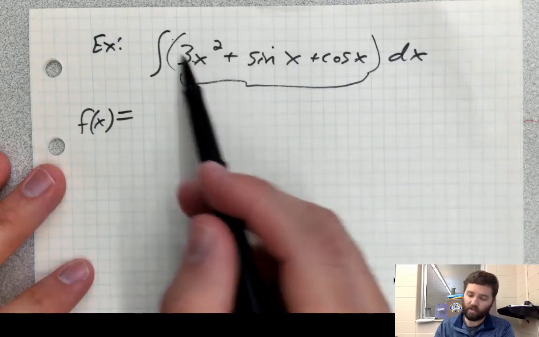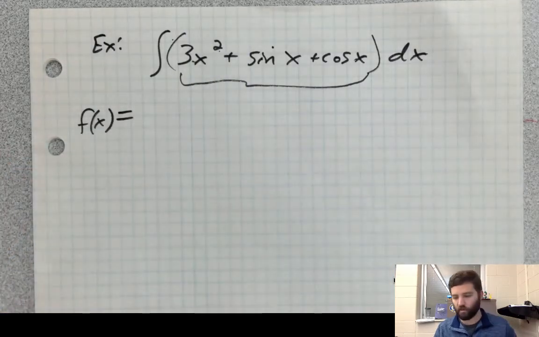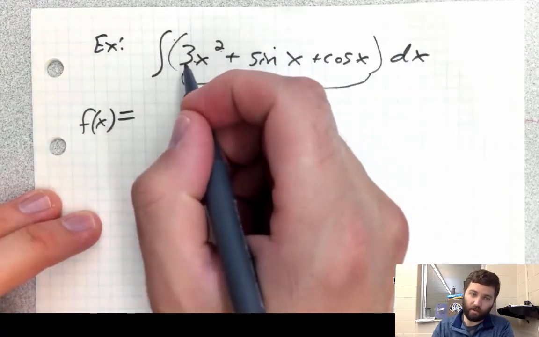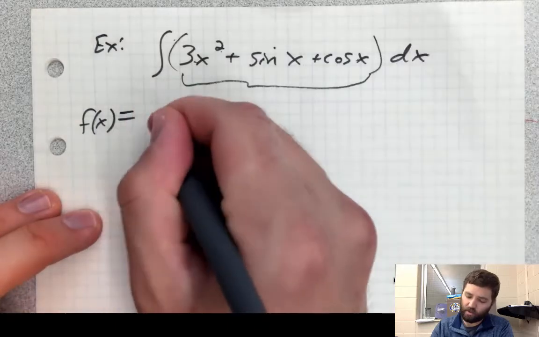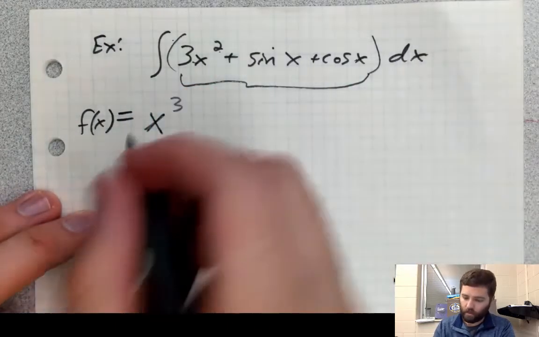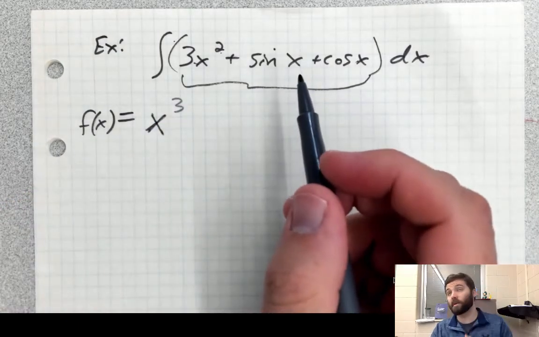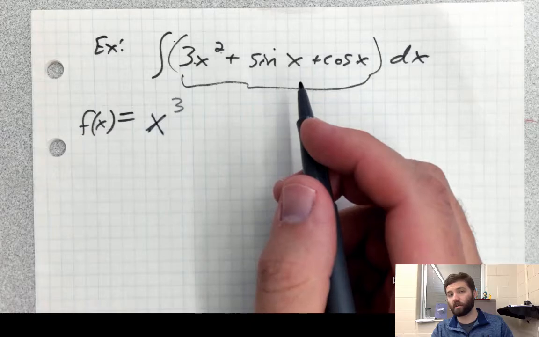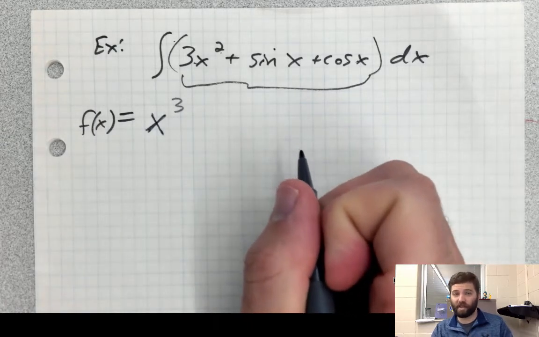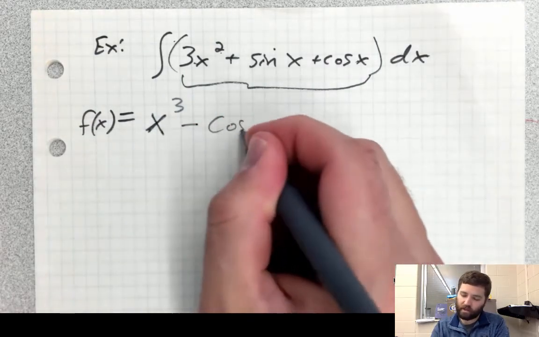So what is the antiderivative of 3x squared? Well, the rule is add 1 to the power and divide by it. So I'm going to get 3 divided by 3, which is 1. So I think this will just be x cubed. All right, so I have x cubed. And then what's the antiderivative of sine? Well, the derivative of sine is cosine. The derivative of cosine is negative sine. So I think what we want here is negative cosine of x.